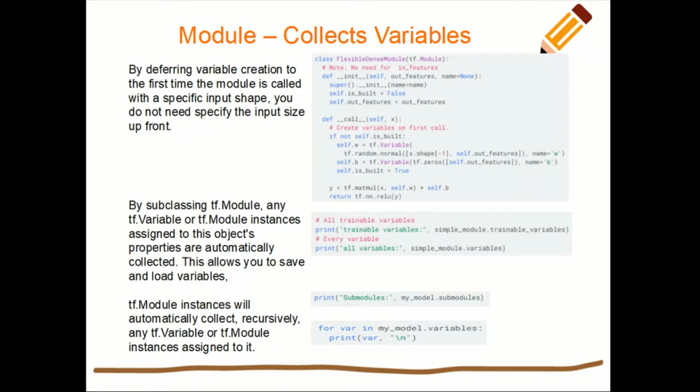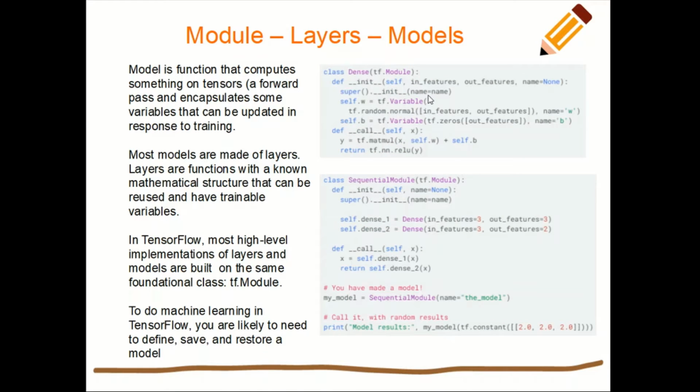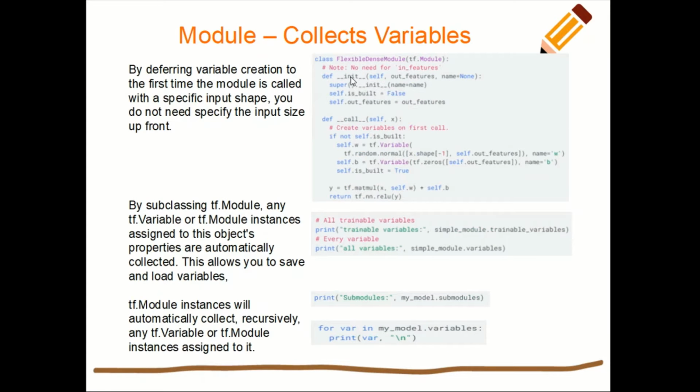Now in the earlier slide, what we saw was the input which was given to this particular layer. When we are trying to create this particular layer, the input features are hard-coded. That means we need to know the input features in advance, right? So if we want to quickly improve on that concept, we can create something like this. We can create a flexible dense module. So this is subclassing tf.Module.